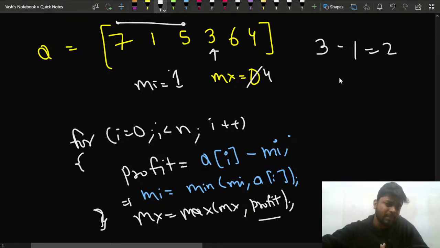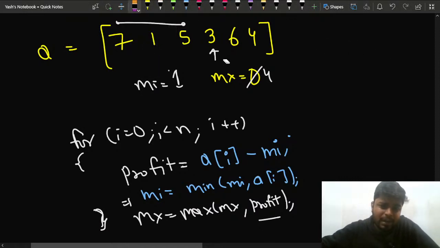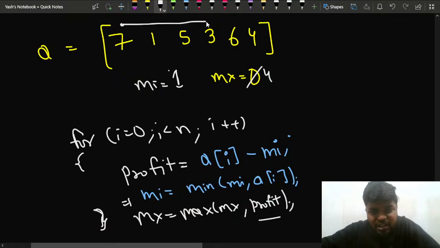Why will I not update it? Because the maximum is already 4. If I can have a profit of 4, so why will I have a profit of 2? Because 4 is better, right? Then what will happen, I'll update my minimum. So from this range to this range, now my minimum will get updated, right?